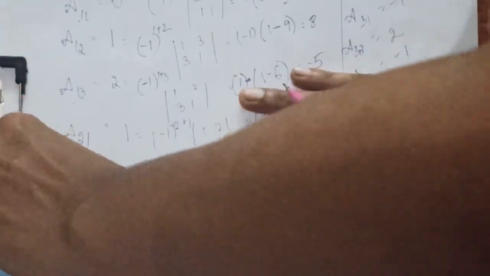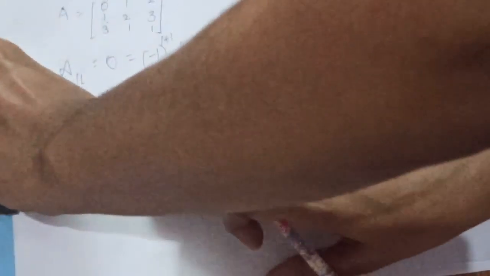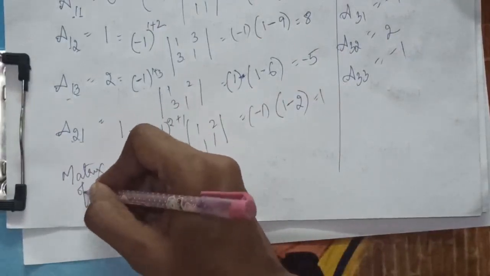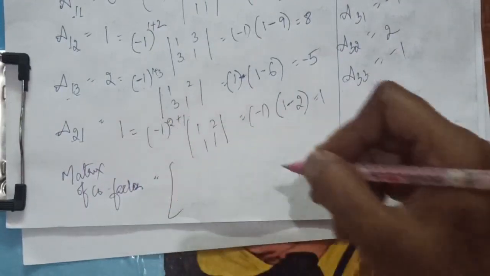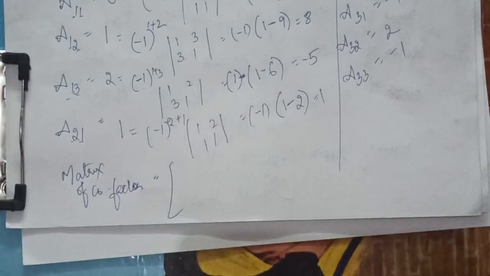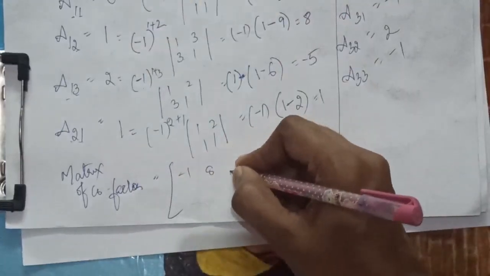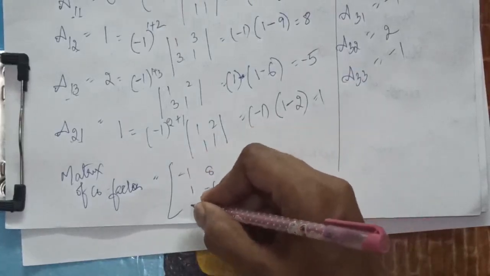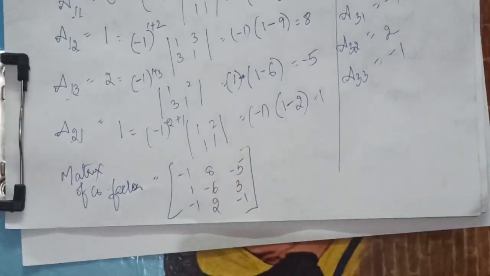Now if it has been given to you that you have to write the cofactors in the matrix form, we can write that in the matrix form as well. Let us write that. We will write the matrix of cofactors. As we have calculated, we will write that row wise only. -1, 8, -5, because we have calculated row wise. 1, -6, 3, -1, 2, -1. So this is the matrix of cofactors.